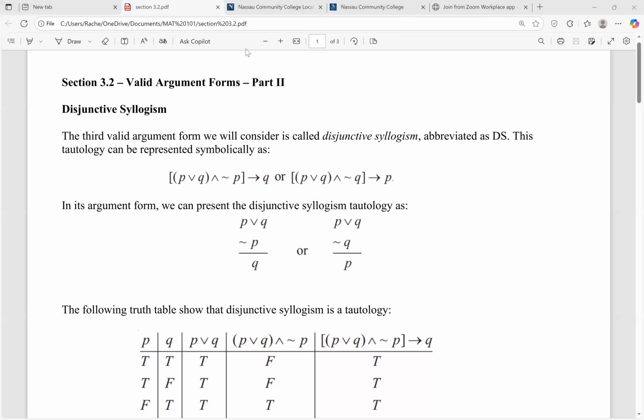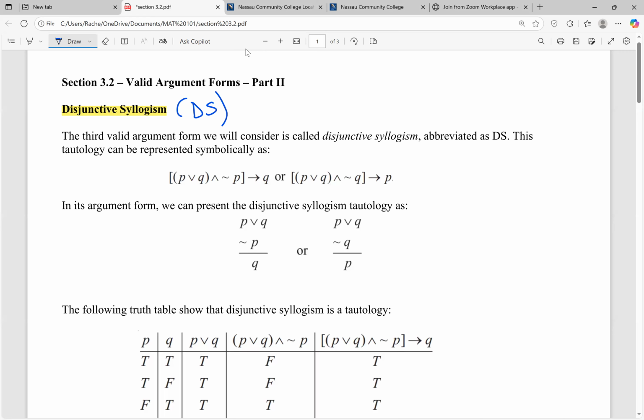In this lecture, we're going to cover section 3.2, valid argument forms, part 2. So we're going to continue where we left off in section 3.1, and we're going to add a couple more valid argument forms. The first one in this section is called the disjunctive syllogism. We're going to abbreviate it DS. This is the third valid argument form that we're going to look at.